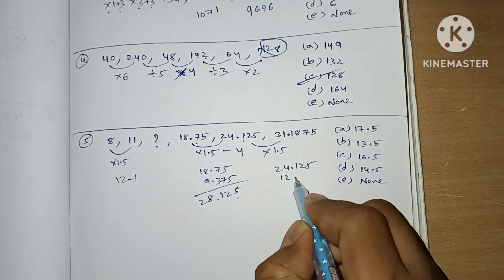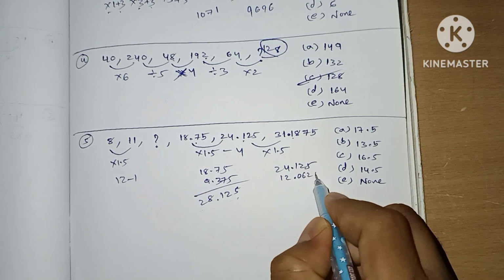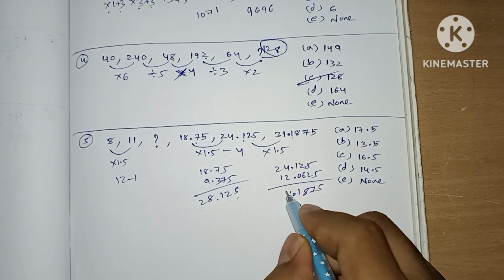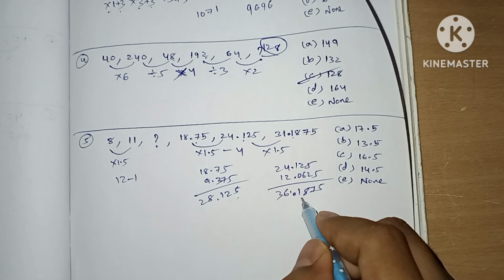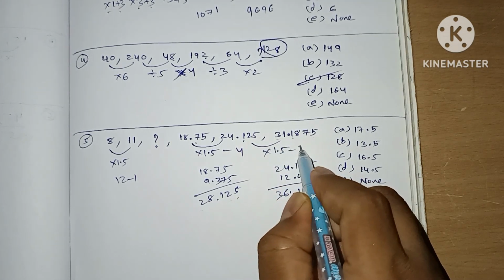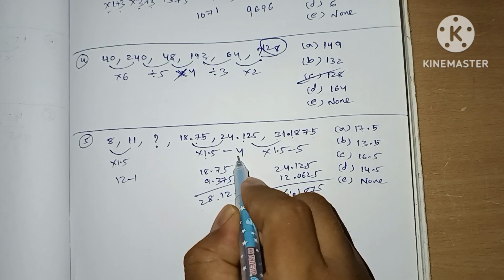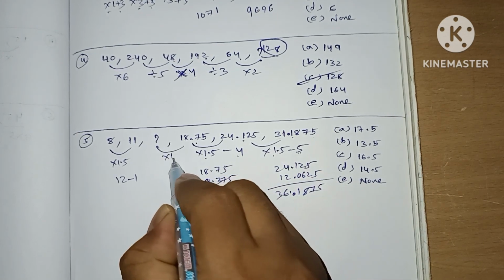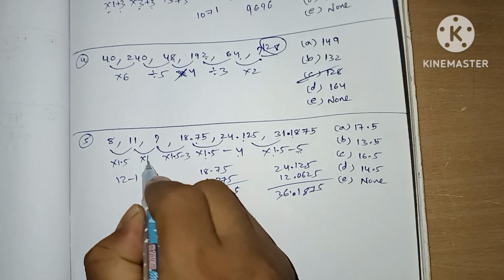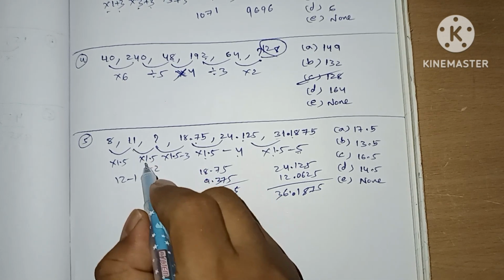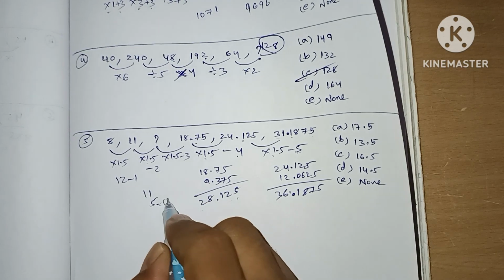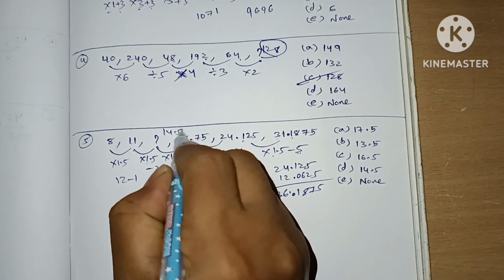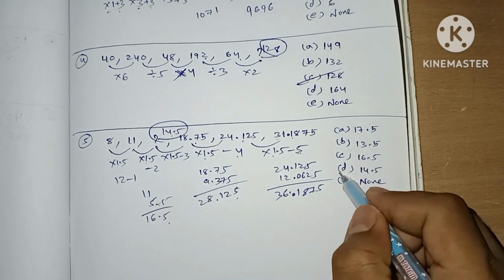Half means 12.0625. So it will be 5781.636. 36 becomes 31 means minus 5. So into 1.5 minus 5 into 1.5 minus 5. Here 4, here 5. So it must be into 1.5 minus 3 into 1.5 minus 2. 11 1 times is 11, 0.5 times means 5.5. We get 16.5. 16.5 minus 2 will be 14.5. So answer will be 14.5. Option D is our answer.